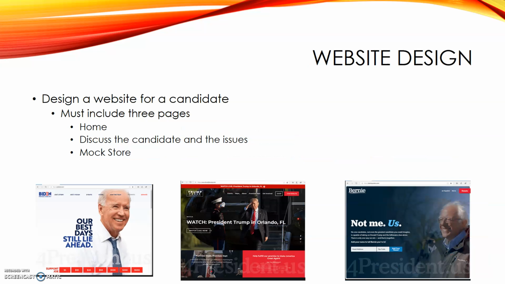Okay, the other project choice that they have, which they will be allowed to work in groups or on their own, they have that choice, is a website.